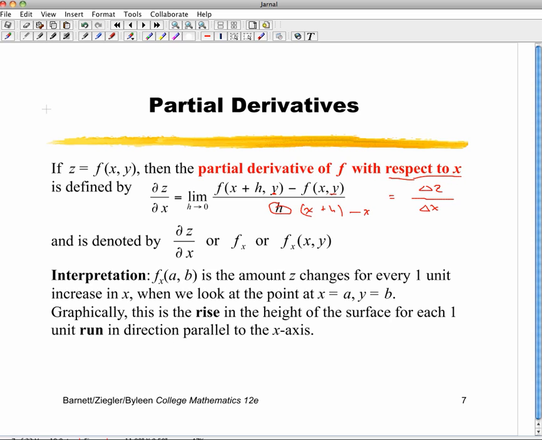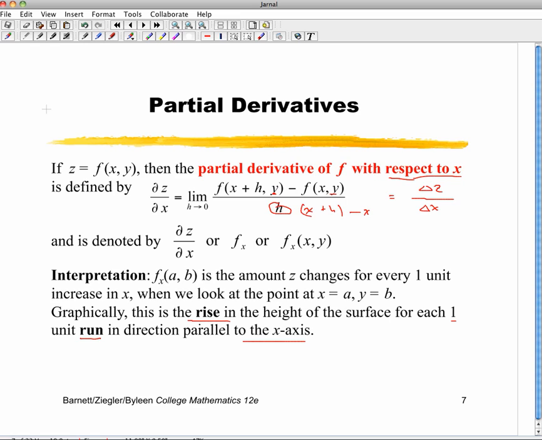Now remember that the z really is measuring the height of a surface, and so what we're really measuring here is how fast or how high the surface rises for every 1 unit change in the x direction. So if I move parallel to the x-axis 1 unit, how much do I expect my surface to rise? And so that really will be a measure of steepness.